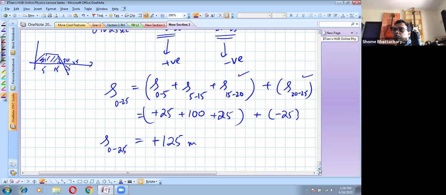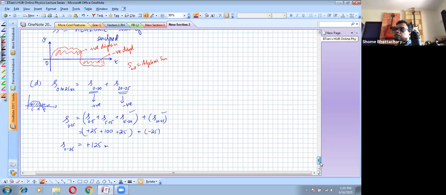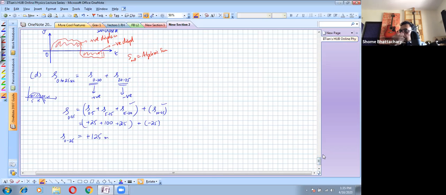Alright, people, hope this is clear. So this is something that we have to be very mindful of while doing the calculations in one-dimensional motion: how the sign or the direction of motion is changing. Accordingly, the displacement should be considered with a positive sign or with a negative sign.